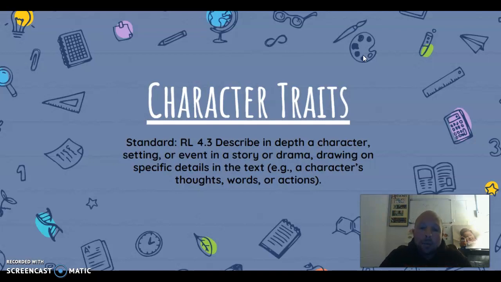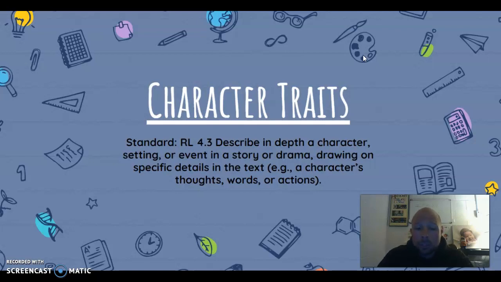Radish. Now, what I'm going to be talking to you about today is going to be character traits. That is our skill for the week. Now, if you read down below where I have character traits, I have the standard right there for you. So this is what you're required to know as a fourth grader, and you're required to master by the time that you leave and go on to fifth grade.